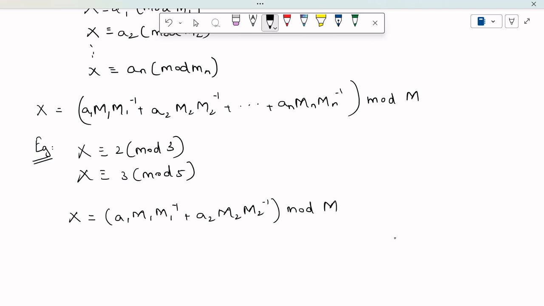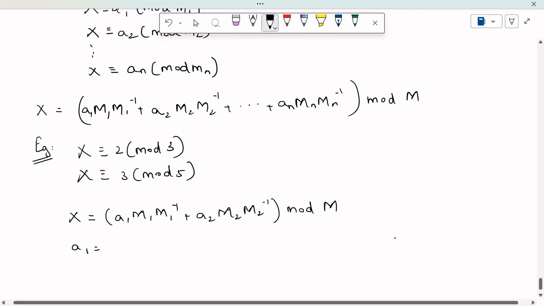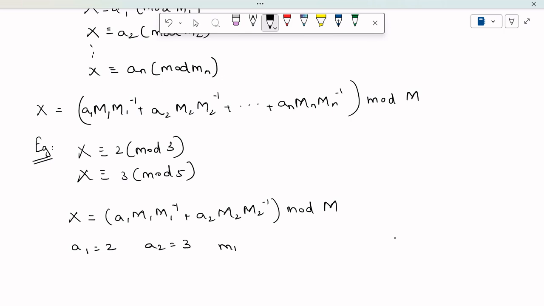a1 is 2, a2 is 3. Here we can just make a note of it. a1 is equivalent to 2, a2 is equivalent to 3, and small m1 is 3. This is m1, and m2 is 5.